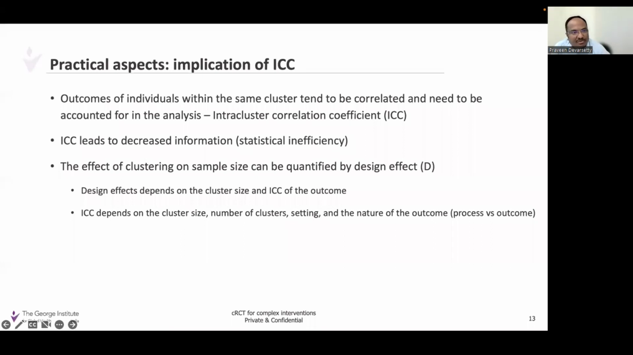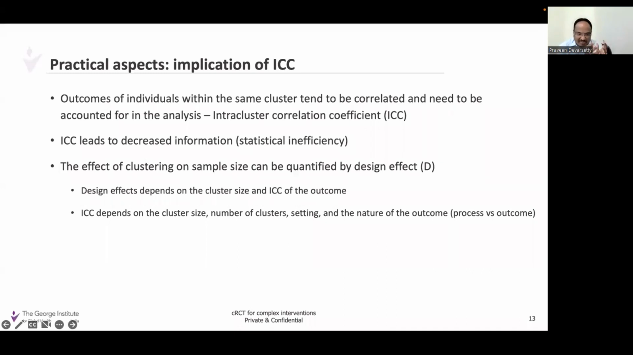Now, coming to the practical aspects of the cluster randomized control trial, what are some of the concerns that we need to take care of when we are doing a cluster randomized trial? Everyone must have heard about the ICC, which is the intra-cluster correlation coefficient. So when we are talking of clusters, we need to remember we are talking of 2 components here. One is the clusters, and one is the people within those clusters.